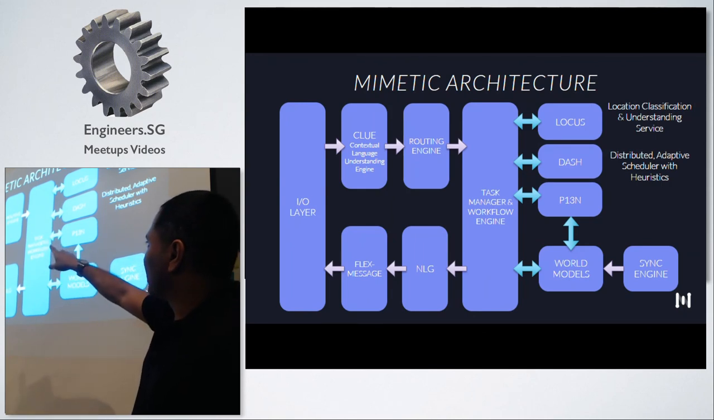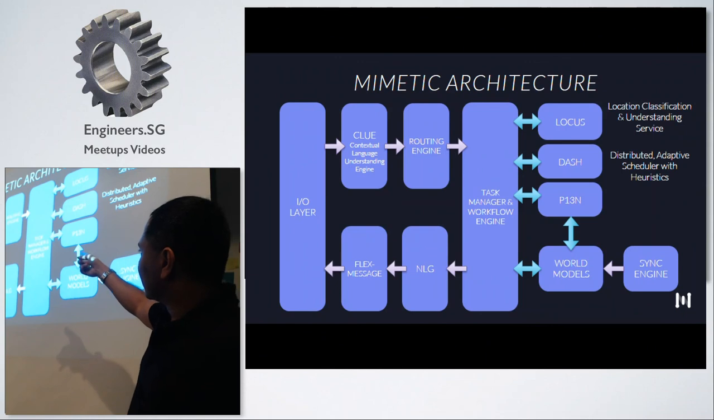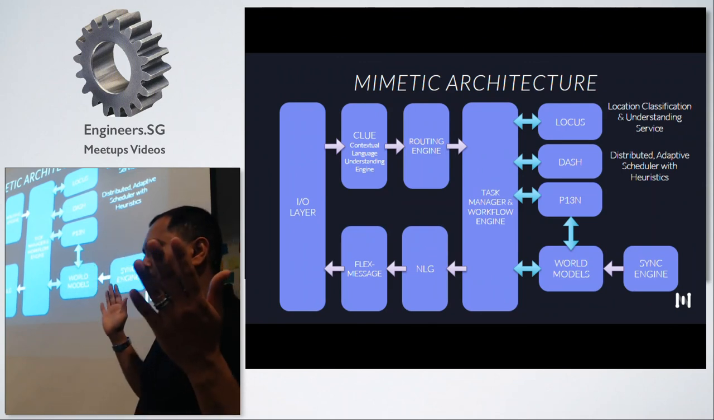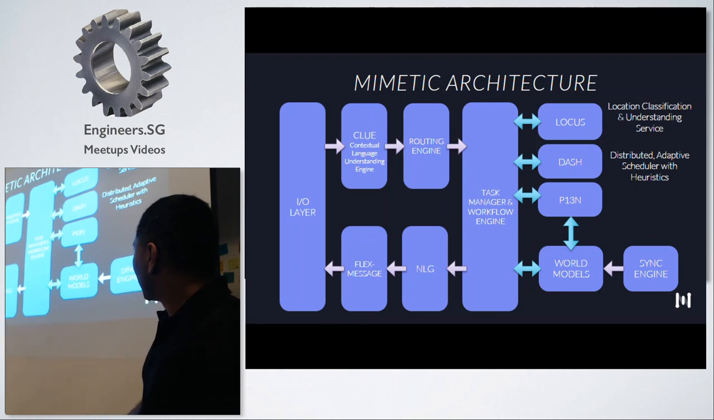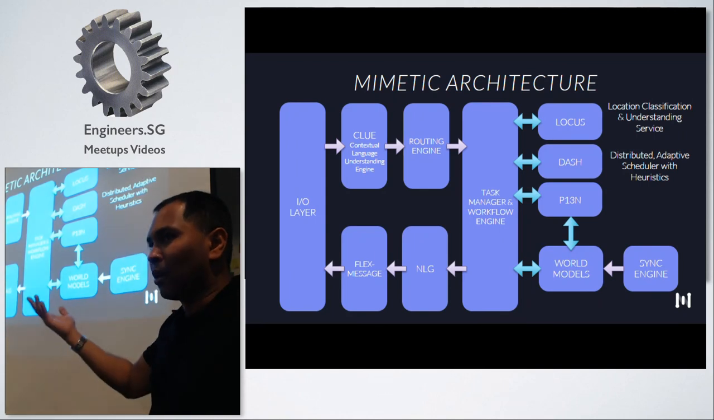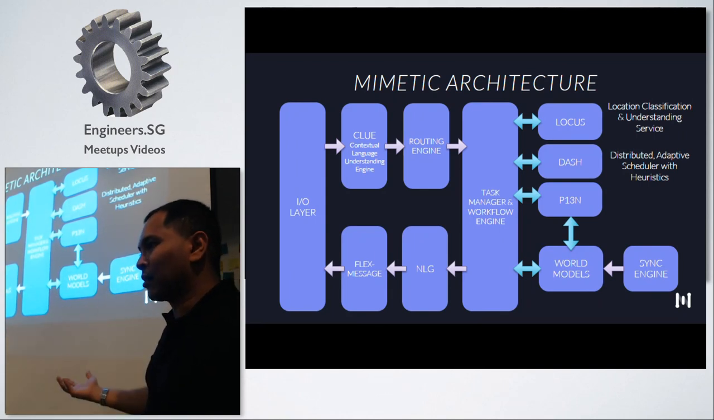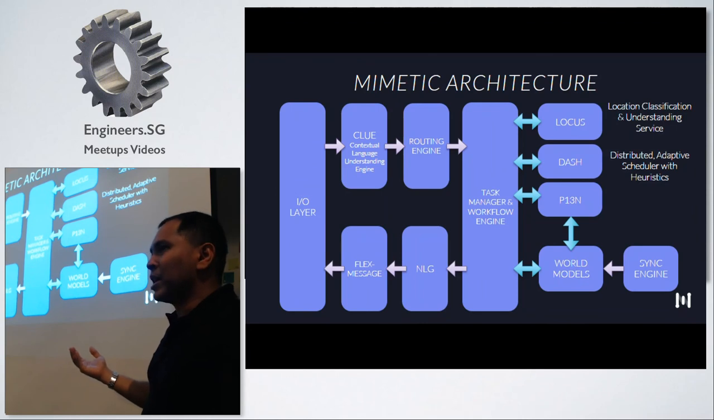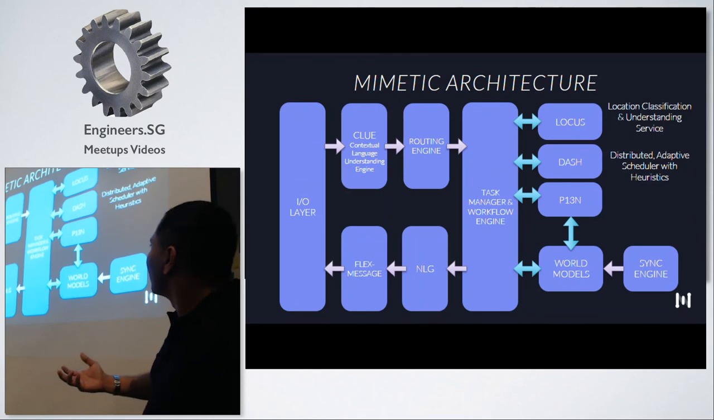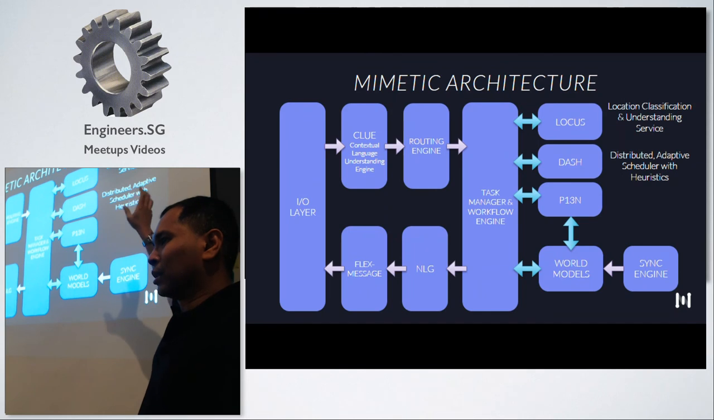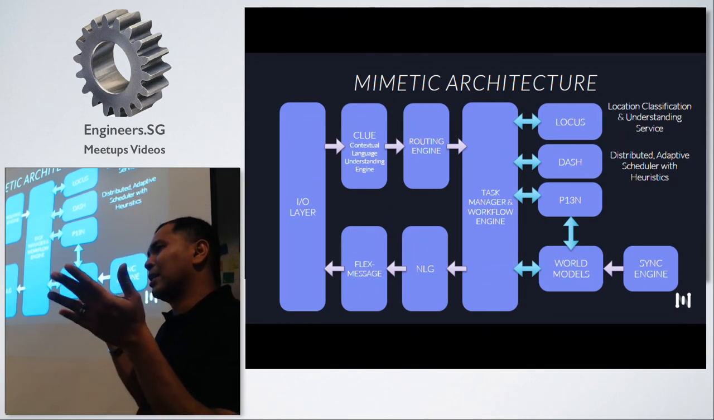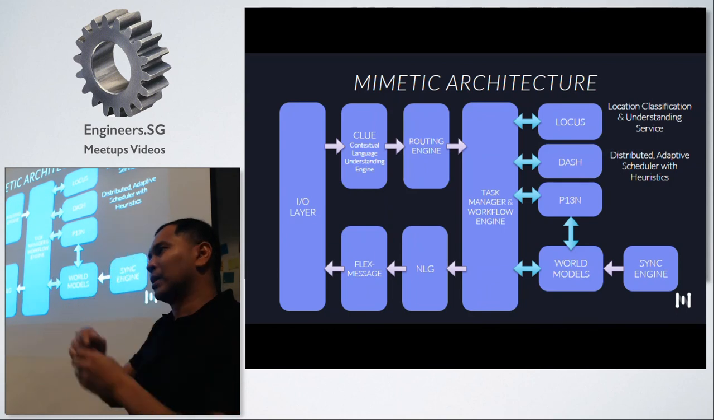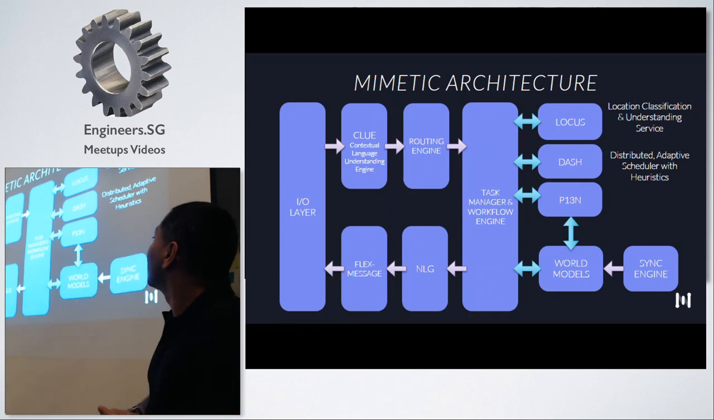It goes into the natural language engine, the routing engine, and then into the task manager, which looks at which task it's in, what state it's in, what workflows we are in. Then location classification understanding. That would involve taking Hong Kong and translating it into something meaningful. You have a meeting room in your office named Hong Kong. Well, the locus component is responsible for establishing probabilities, right? Is this the Hong Kong meeting room or is this Hong Kong the country?